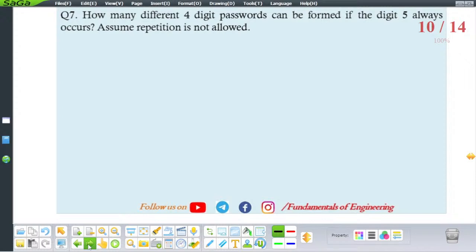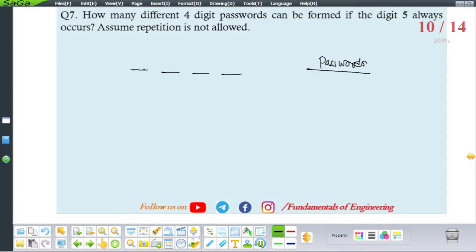So the first question that is expected. I am getting that there is a possibility that this type of question will be there in your GATE exams. How many different 4-digit passwords can be formed if the digit 5 always occurs? Assume repetition is not allowed, digit 5 always occurs, and we have to form a 4-digit password.